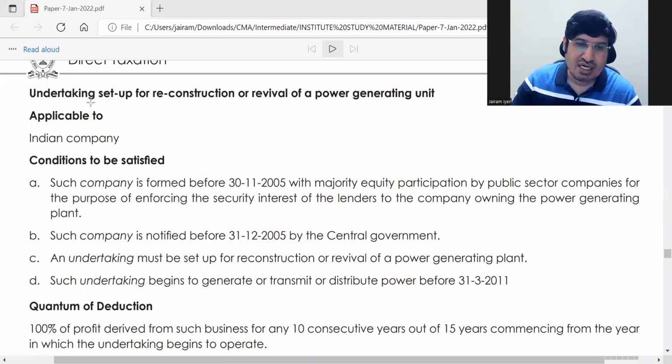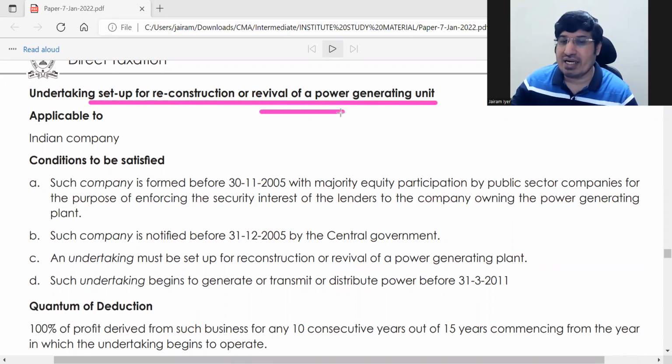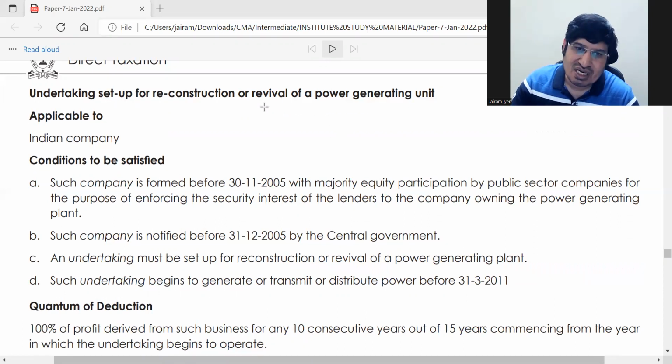The next is undertaking set up for reconstruction or revival of power generating unit. ठीक है, तो ये नाम ही बता रहा है आपको, it is revival of power generating unit. So a power generating unit, ठीक है, which is not functioning properly, for revival of that. ठीक है, तो उसको to make it to आप बोल सकते हो kind of to repair it so that it works at full efficiency. Otherwise it is loss making currently. Okay, so that is called as reviving.